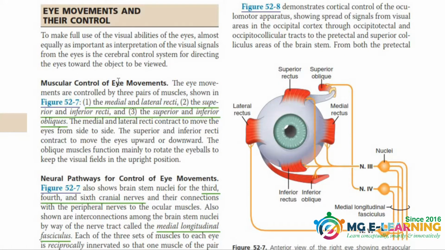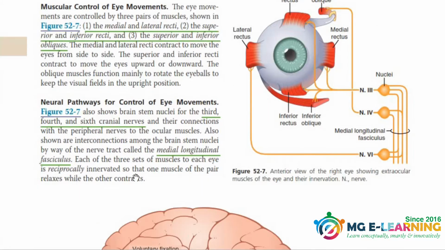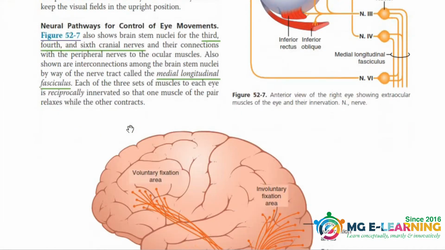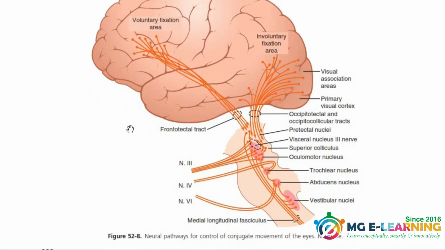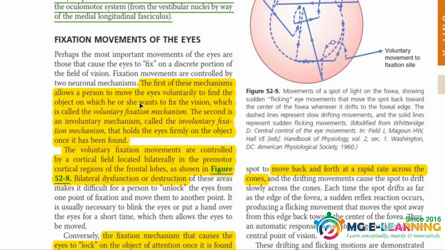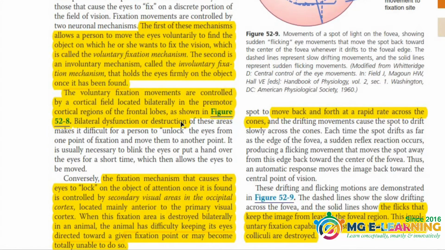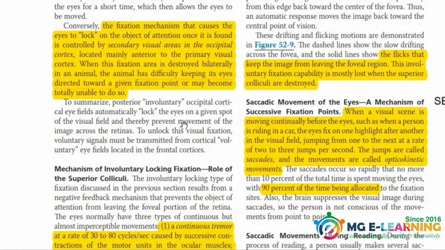Eye movement under control, you should know about their muscles. Muscular control for eye movement, their names, and neural pathways for controlling eye movements are important for MCQs. And on the next page, you should know about the fixation of eye movement. This is not much important, but only for MCQs purpose and conceptual purpose.